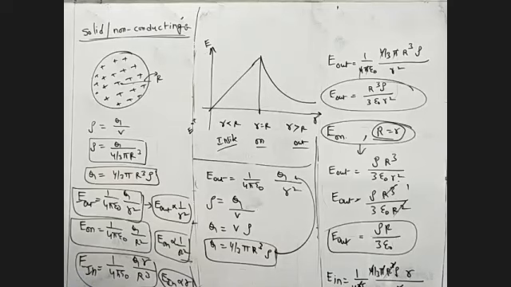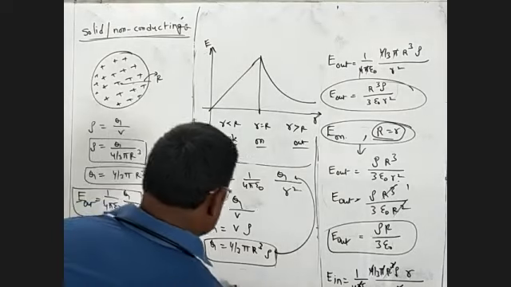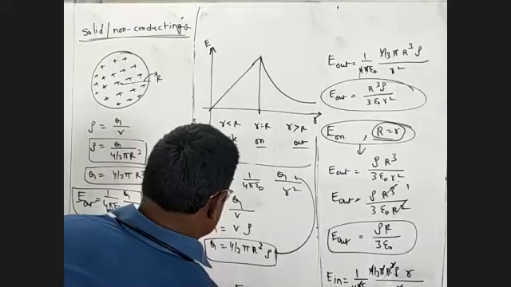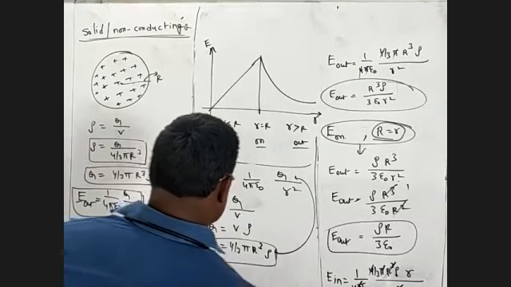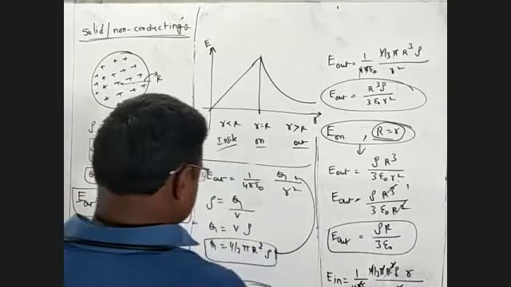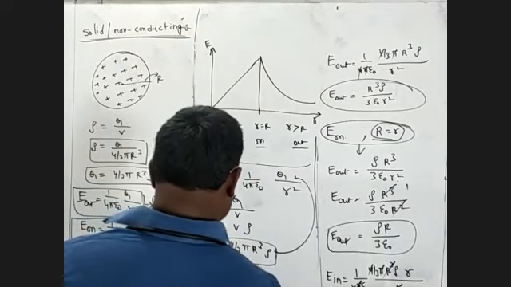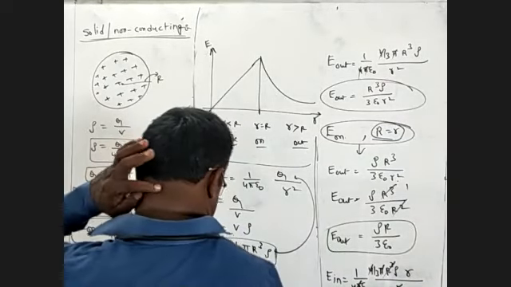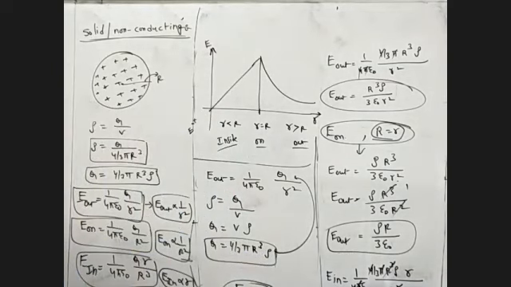So E at the center is equal to 0. And E at infinity is also 0. This is the electric field up to here.